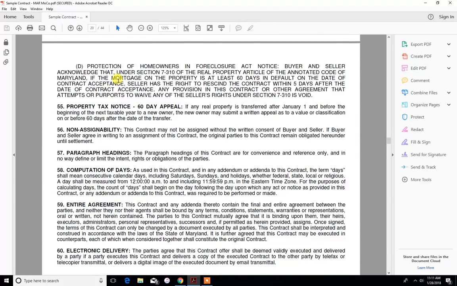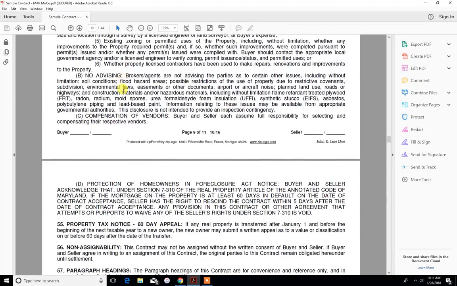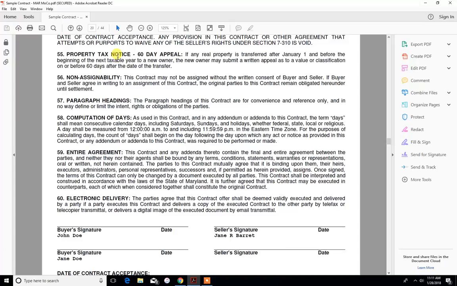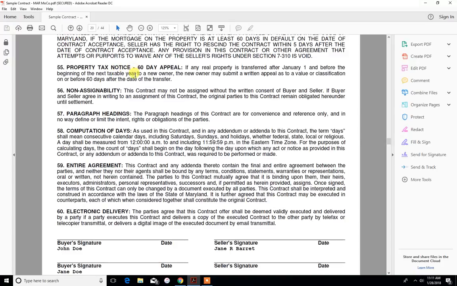This is all legal stuff you can read on your own. Initial here and here. We talked about you guys having the right to appeal the property taxes. Just be careful when you do it because you might think you're trying to save money, and I've seen the county come back and go, oh, we're not assessing you enough, and they'll try to hit you for more.